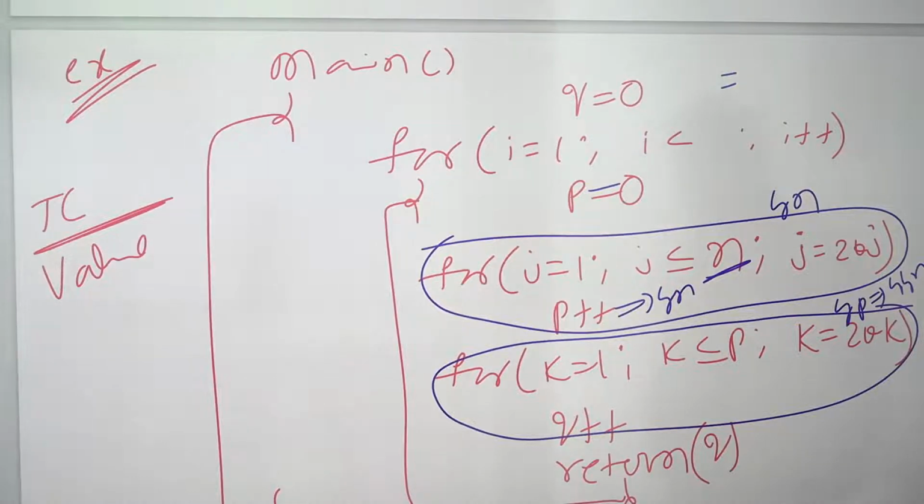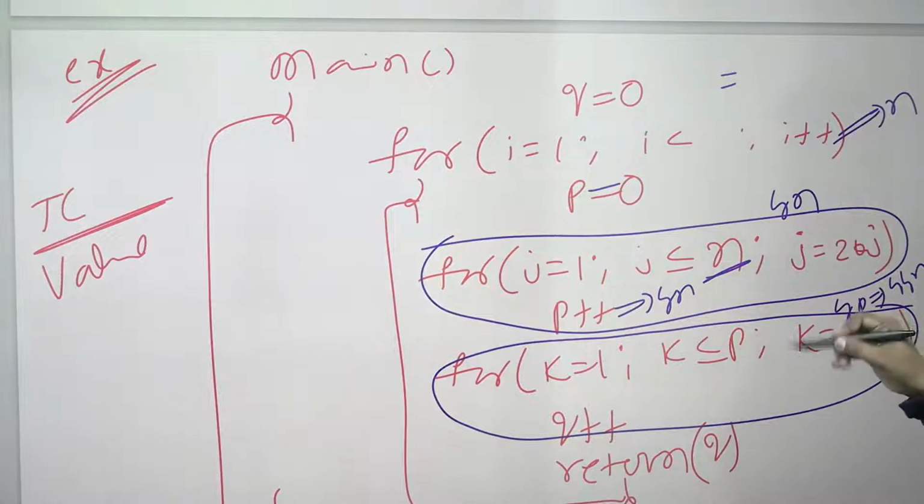Both are okay. j value is log n, so k value is log n. Who is changing every time? p changing. Right? Until now it's okay. So can you help me now? i loop is how many times? n times.